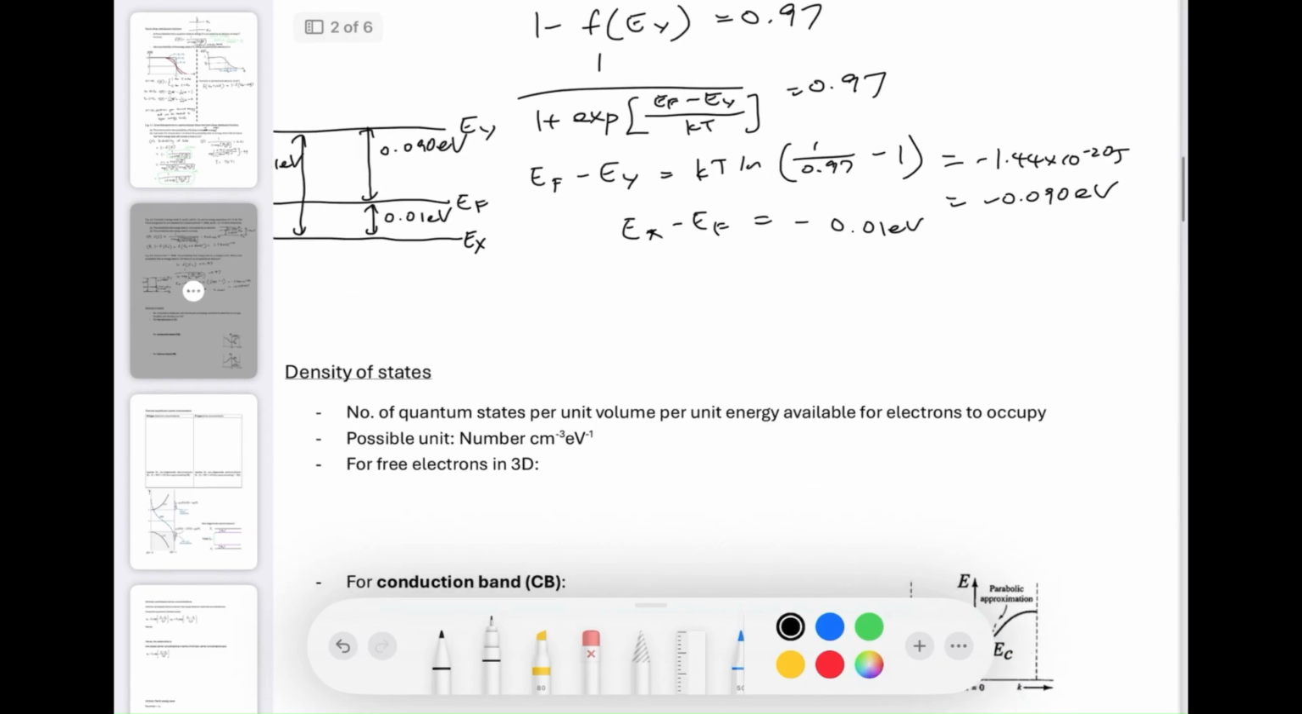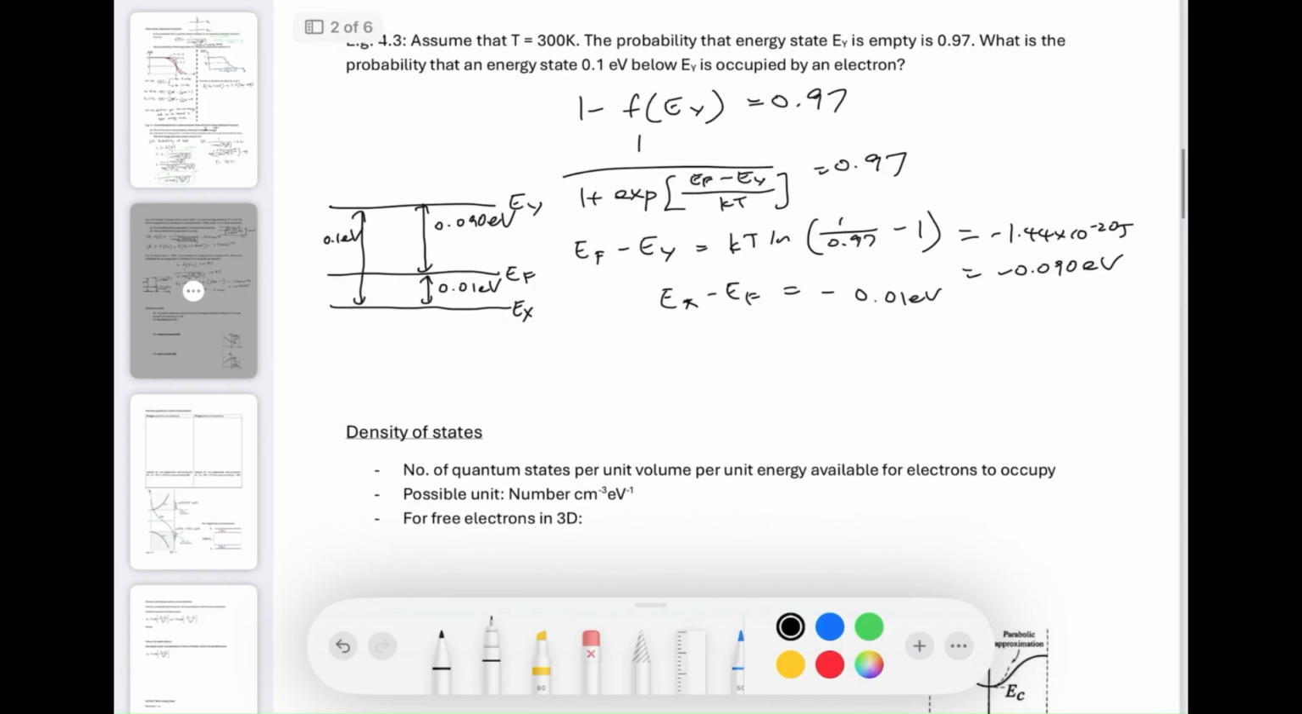Okay, so the probability that this energy state EX is filled, again, just use the formula. Kelvin, and this is equal to 0.595. So that's the answer.